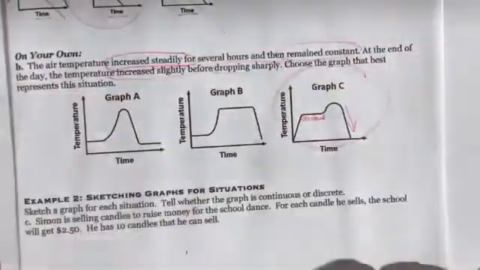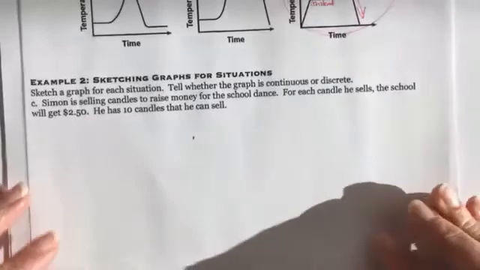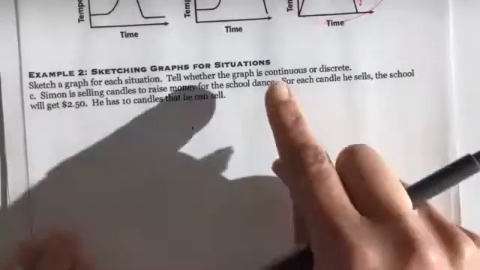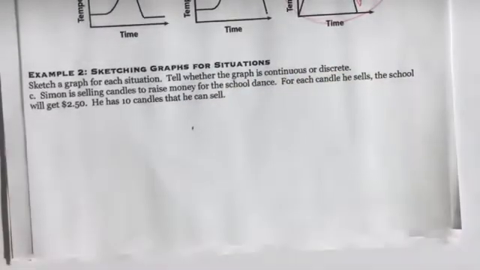Good job. Okay, the next type, it says we are going to practice sketching our graph. So sketching means that it doesn't have to be exact. You're just giving like a general example of what the graph would look like. And then you need to determine whether this is going to be a continuous or discrete graph. So Simon is selling candles to raise money for the school dance. For each candle he sells, the school will get $2.50. He has 10 candles he can sell.